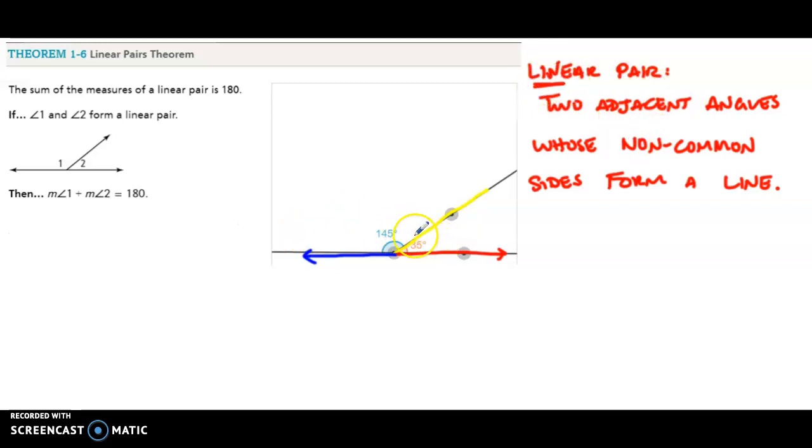So these linear pairs, it says here in the theorem that they will always be supplementary. Their sums will always add up to 180. So in this picture here, we can see, oh, angles 1 and 2, they're a linear pair. They are adjacent, they share a side, and then the non-common sides make this line right here. So we would know that those would add up to 180. And that's called the linear pairs theorem.